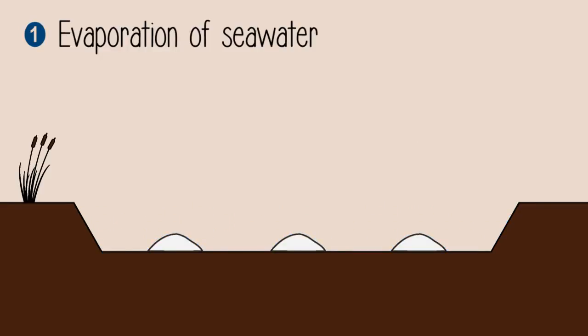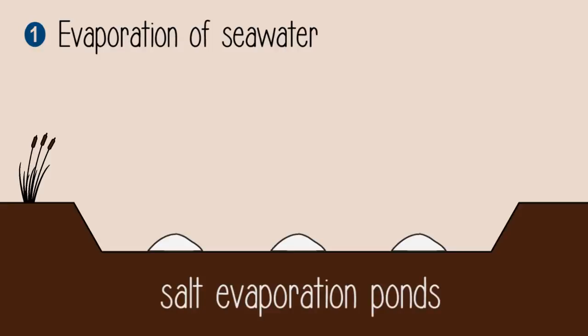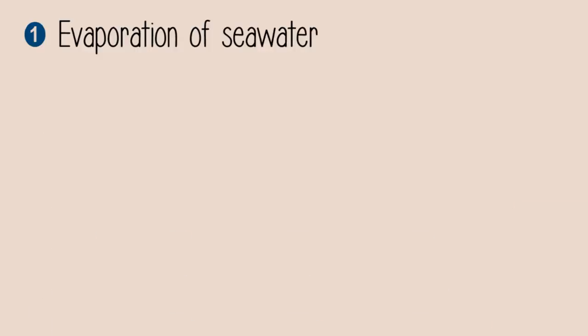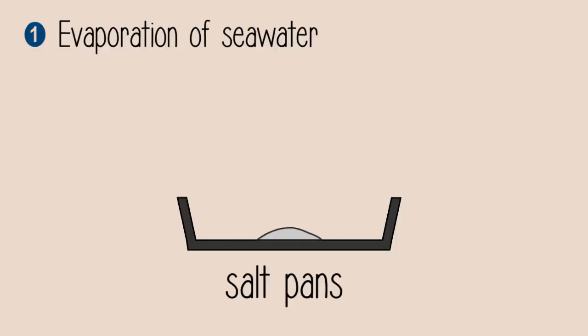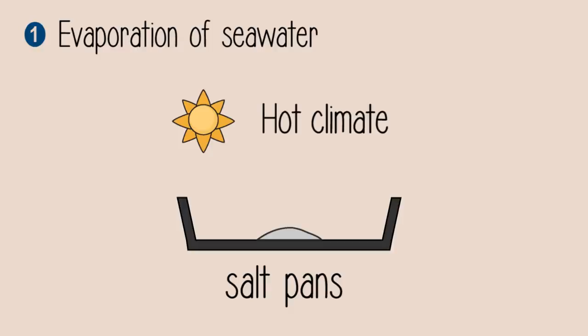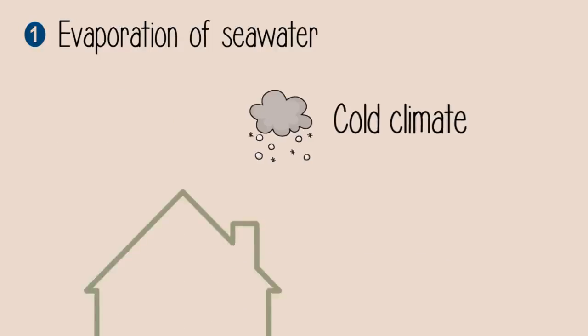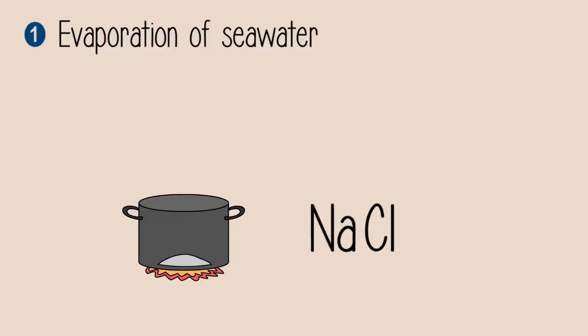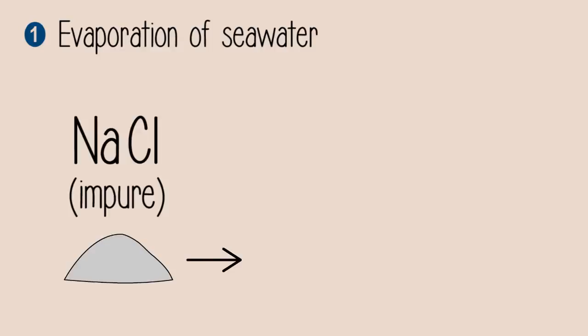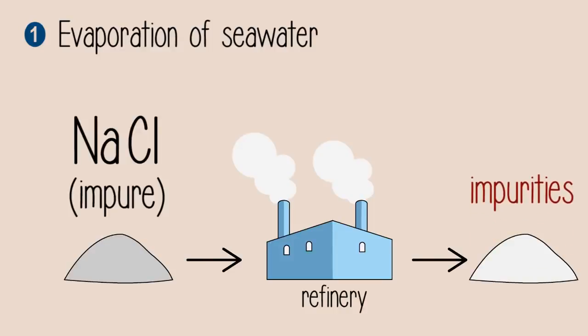These areas where seawater is evaporated are called salt evaporation ponds. Sometimes this is done on a smaller scale in shallow metal pans called salt pans. This extraction method is usually done in hotter climates. In cooler climates, seawater can be brought indoors and boiled so that most of the water evaporates, leaving behind mostly sodium chloride. Of course, the sodium chloride left behind is not 100% pure. It still needs to be refined industrially to remove as many impurities as possible.